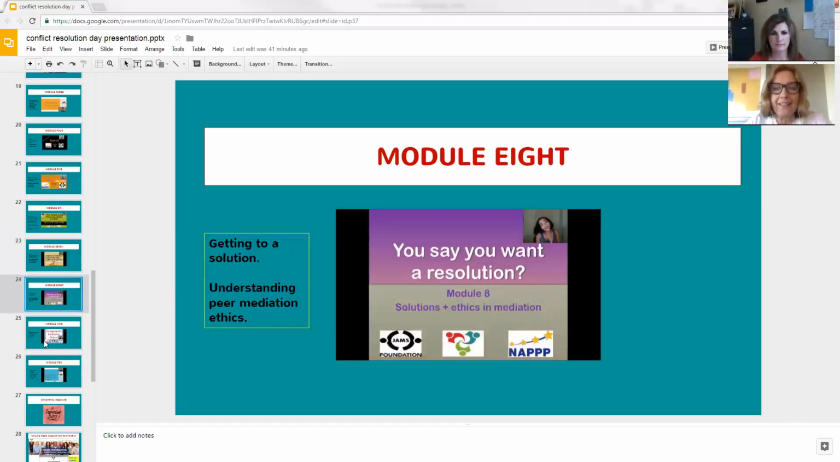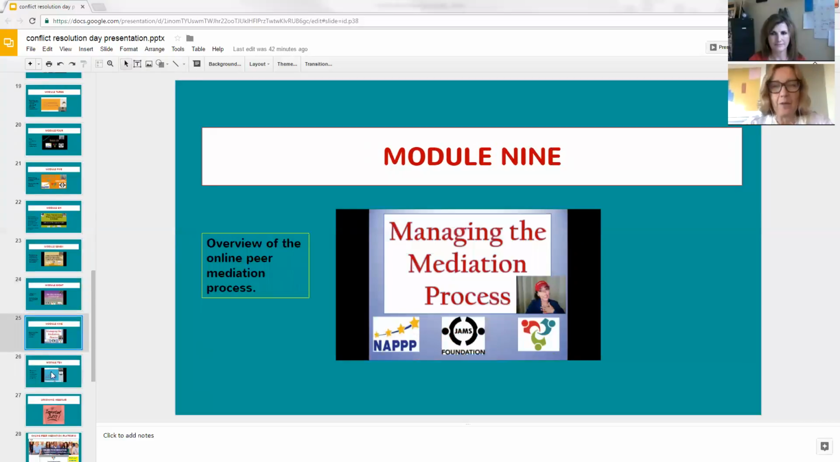Module 8 helps students make sure that it's fair and balanced, that there is a contribution by each one of the people coming to the table to have a conflict resolved, and then understanding the ethics of what it takes to be a mediator, understanding confidentiality and impartiality and so on. So those are the things in Module 8. Module 9 is understanding and managing the whole process.